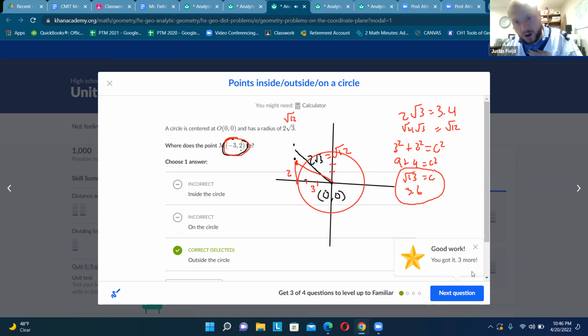Woo, I'm right. All right, so again, when we do the Pythagorean theorem with -3, 2, we get the square root of 13, which is 3.6. The radius of 2 root 3 is actually 3.4. Since 3.6 is bigger than 3.4, this is outside of the circle. If they were equal, it would be on the circle. If it was smaller, it would be in the circle. All right, so that's a little bit about that.